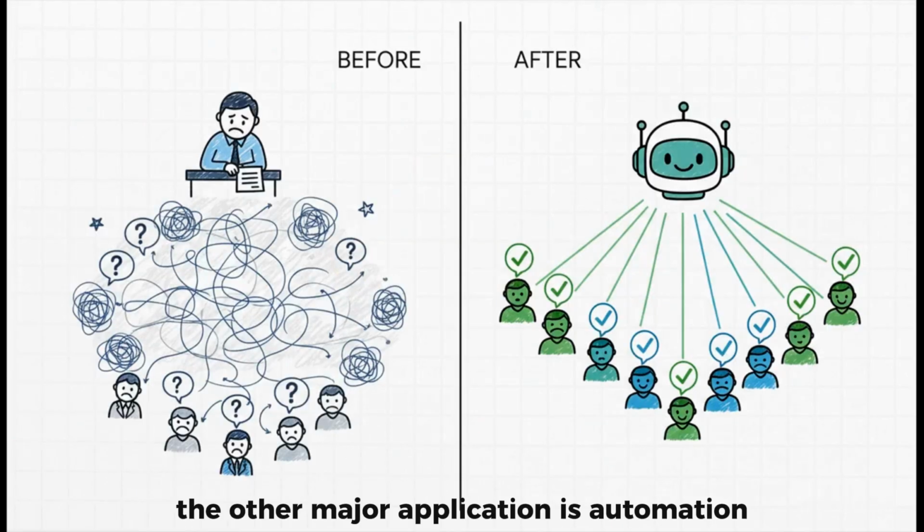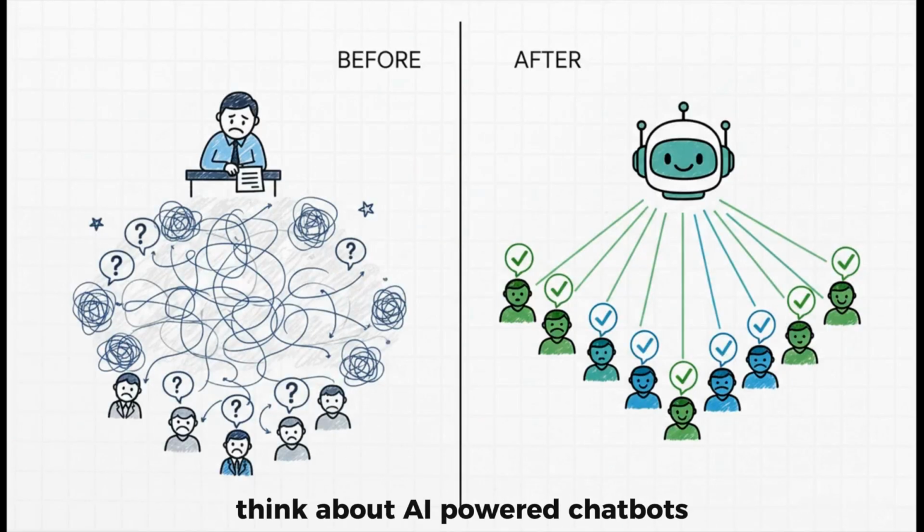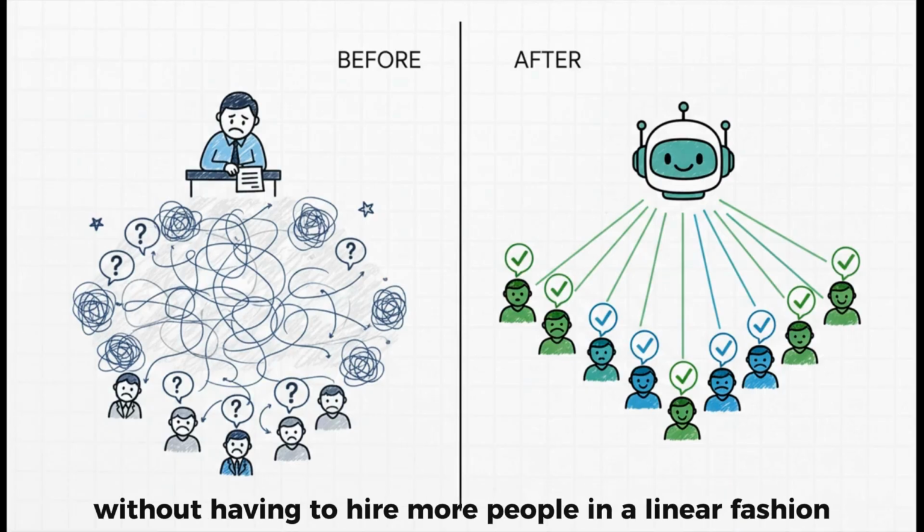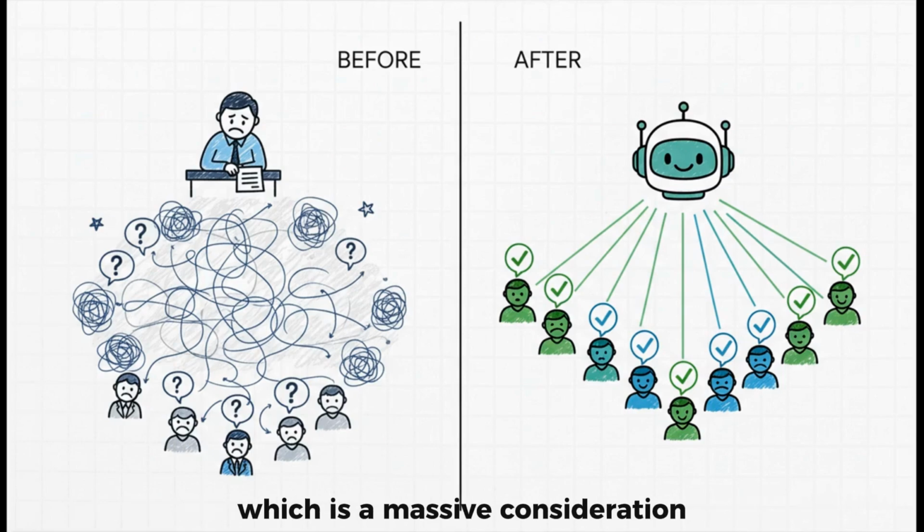The other major application is automation. Think about AI-powered chatbots. They use natural language processing to understand what a user is asking for and provide instant support. This can dramatically improve your operational efficiency. It allows your customer service to scale without having to hire more people in a linear fashion, which is a massive consideration for any growing business.